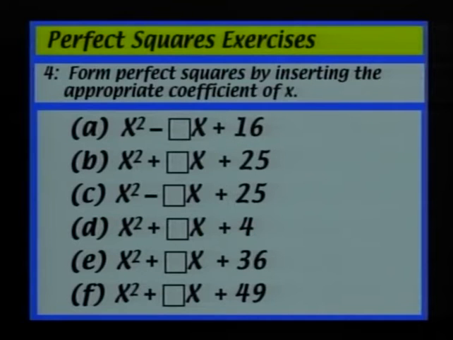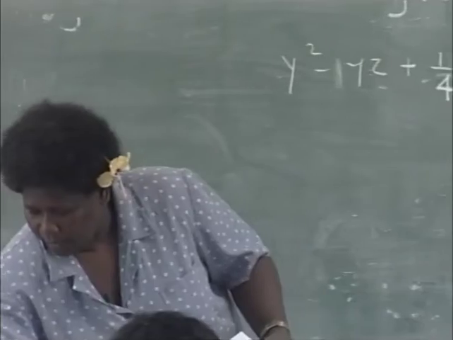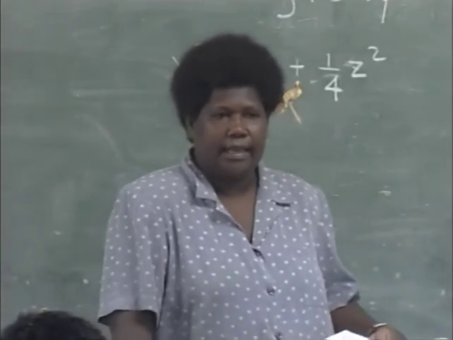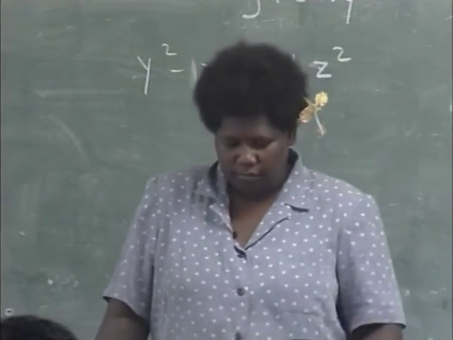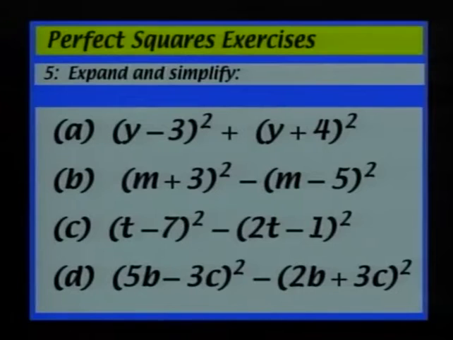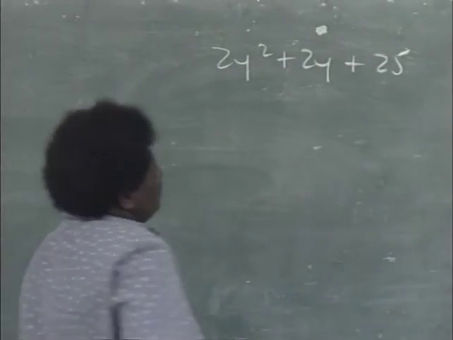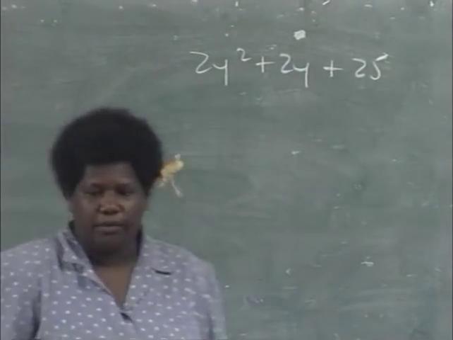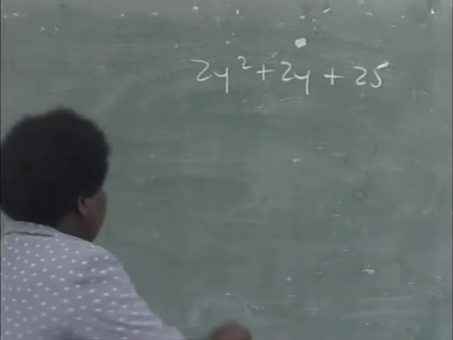Any questions? No? Okay. The other question that I asked you to do was letter A. Andrew, you will have to give us the answer to that question. Two y squared plus 2y plus 25. You all agree? Yes. Okay.